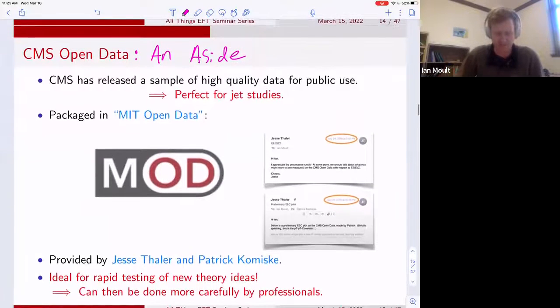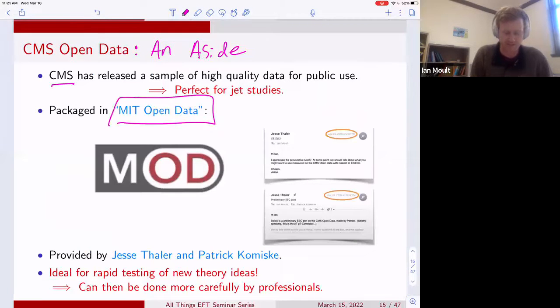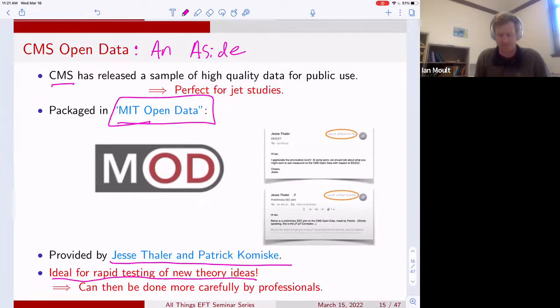Okay, and just as a quick aside, throughout this talk I'll show real data from the LHC. The way I'll be able to do this is using this CMS open data, which has been packaged into this MIT open data for us by Jesse Thaler and Patrick Komisky. This data is perfect for jet studies because jets are produced in every event, and in particular, it's very nice for rapid testing of new theory ideas.